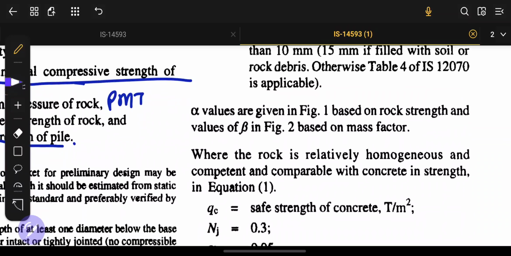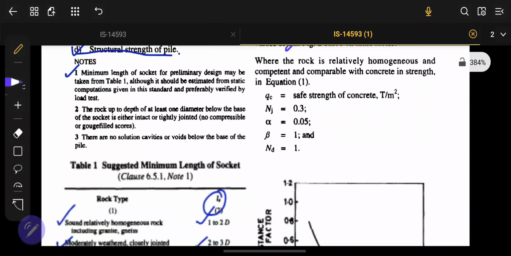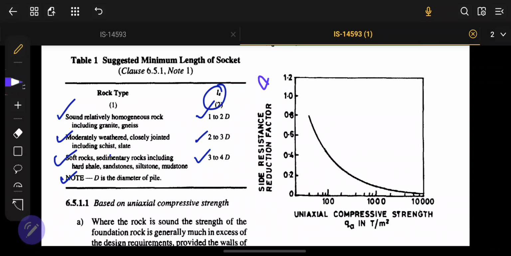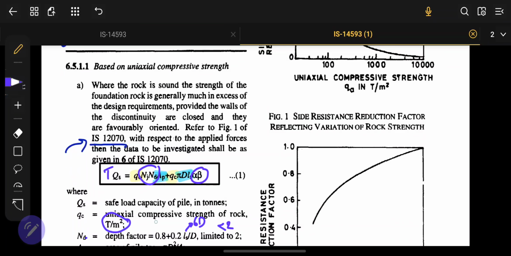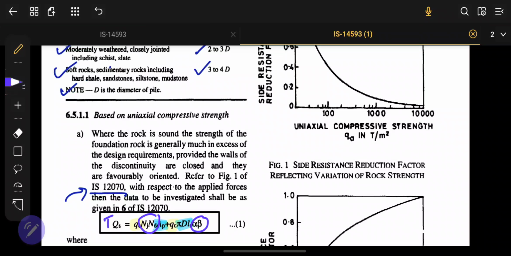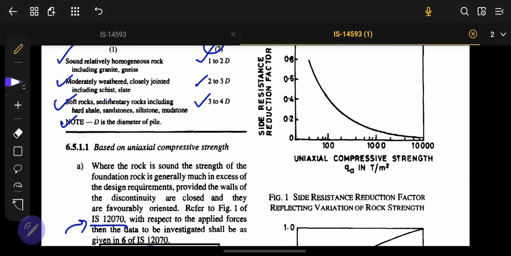So from IS 12070 we can obtain the Nj values, and this alpha and beta. These alpha and beta are coming from the figure. See, this is alpha, based on the QC values. QC values will come from the point load resistance, right? This is the uniaxial compressive strength of the rock. This is coming from the lab test. In the geotechnical report you will get this QC value. So for a given QC value, say this value, you come to the graph and you get the alpha value.